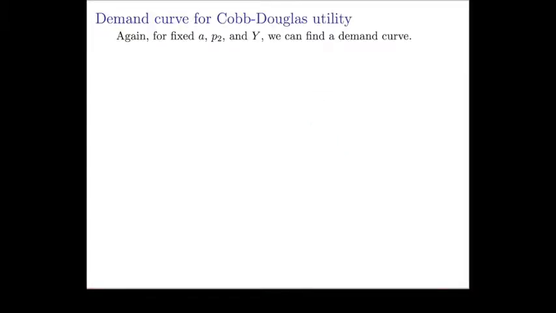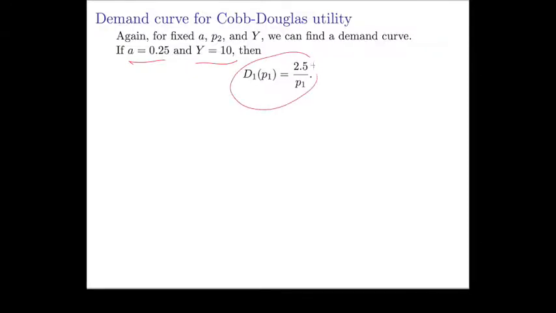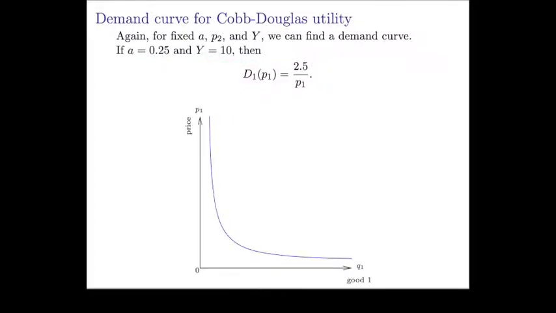Again, we're going to fix the price of good 2 and we're going to fix the income, so we have the following demand curve. Let's suppose A were a quarter, Y were 10, then your demand for good 1 would be 2.5 divided by P1. So if we plotted that, we would get a curve that looks something like this.